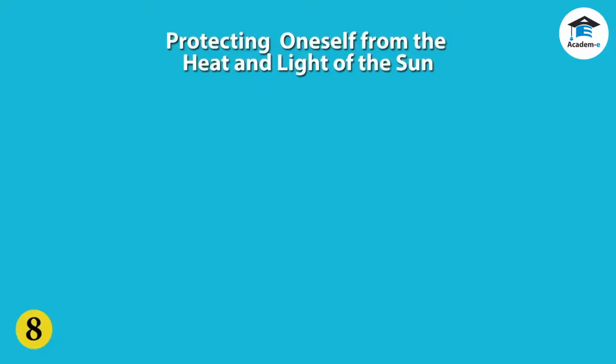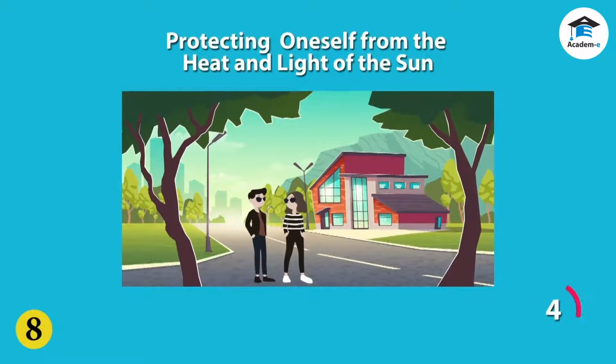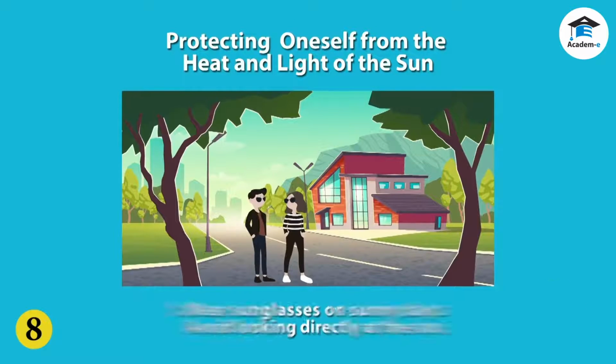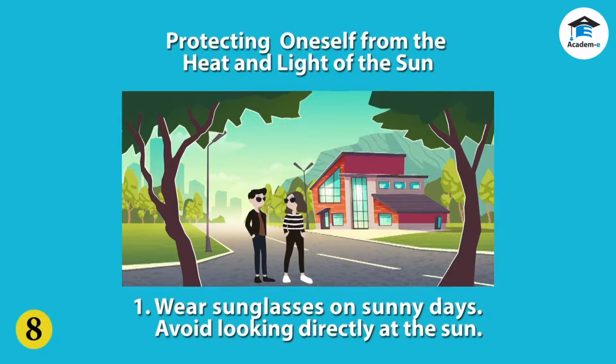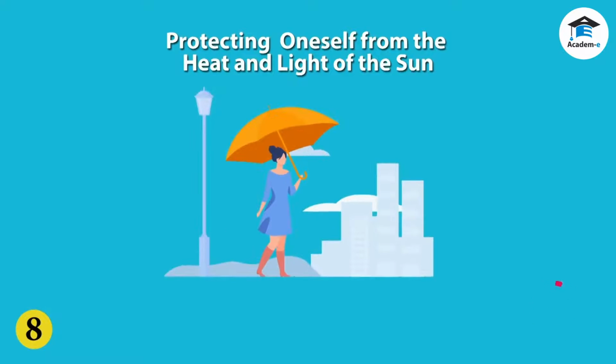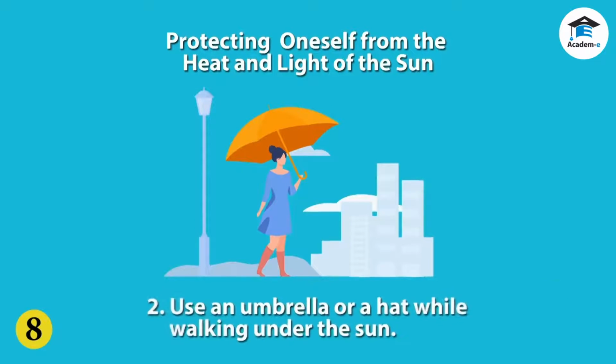Study the pictures. Tell how each person in the picture protects himself or herself from the heat and light of the Sun. One. Wear sunglasses on sunny days. Avoid looking directly at the Sun. 2. Use an umbrella or a hat while walking under the Sun.